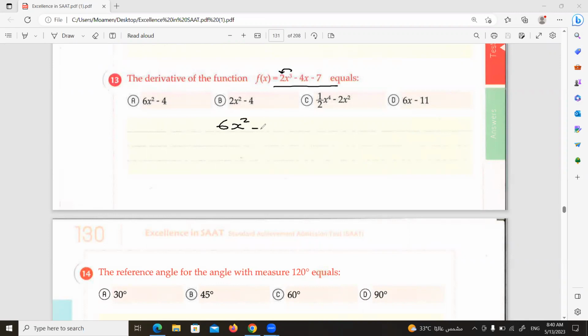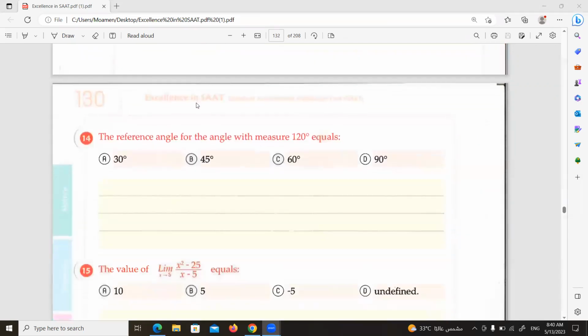And then after that, minus 4x. We said that if you have any number multiplied by x, just write the number, so it would be 4. And then after that, any constant will be equal to 0. So the result will be 6x squared minus 4, which is letter A. We're going to the next problem.